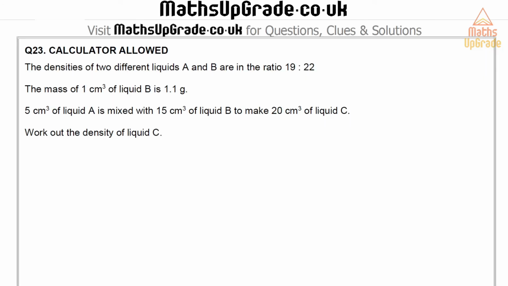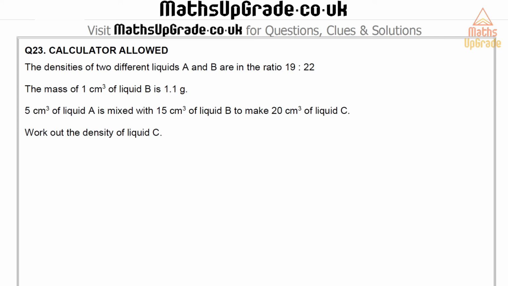Question 23. The densities of 2 different liquids A and B are in the ratio 19 to 22. The mass of 1 centimetre cubed of liquid B is 1.1 grams. 5 centimetres cubed of liquid A is mixed with 15 centimetres cubed of liquid B to make a third liquid. Work out the density of the third liquid.